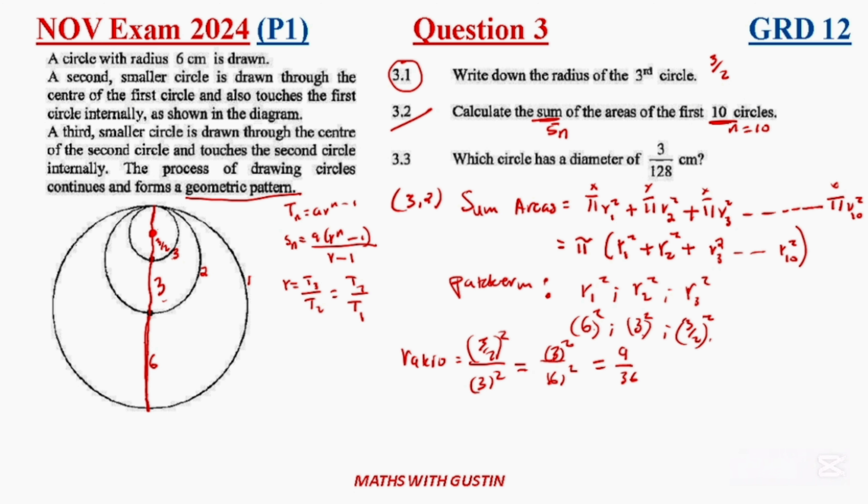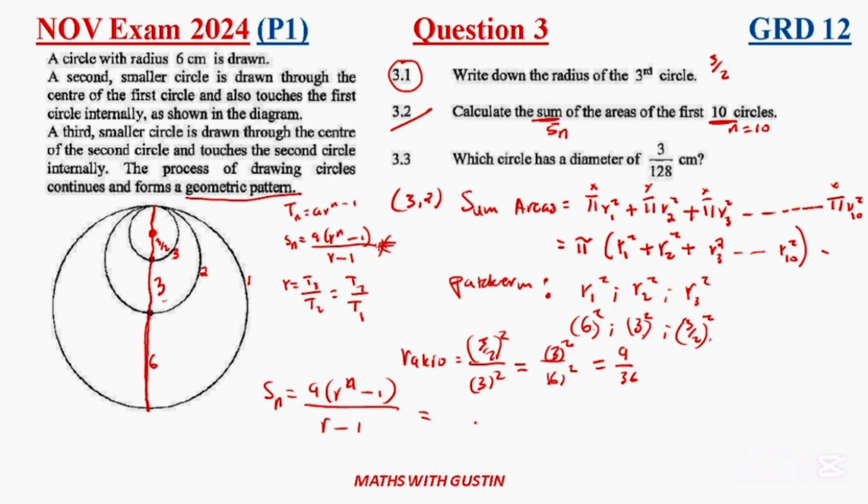Okay, so now what does the question say? The question says we need to find the sum of the areas. So now we can find the sum of the pattern of the radius. Remember our formula here, we still have to put this back into this equation, but I will show you just now in case you're confused. Let's see. We're going to use this formula here. We say Sn is equal to a(r^n minus 1) all over r minus 1.